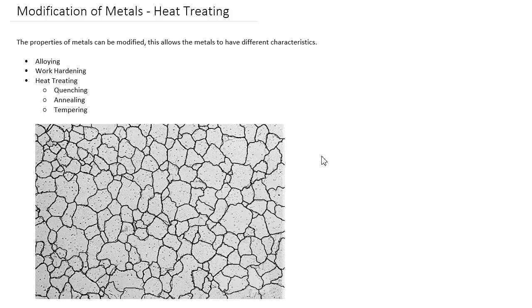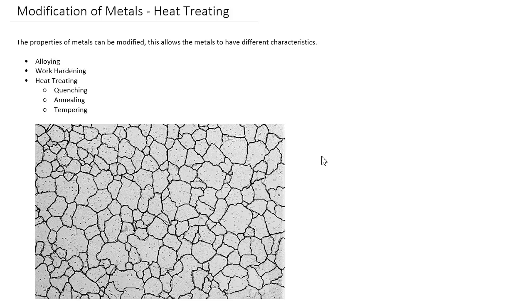Okay, so welcome. Today we're going to be exploring the modifications of metals. In particular, we're going to be looking at heat treating. So basically what this means is, as you can see here, what I've written out is the properties of metals can be modified. Now, this allows metals to gain different characteristics. So say a metal is extremely soft, and you want to harden it. There are methods we can use in order to change the properties of that metal.